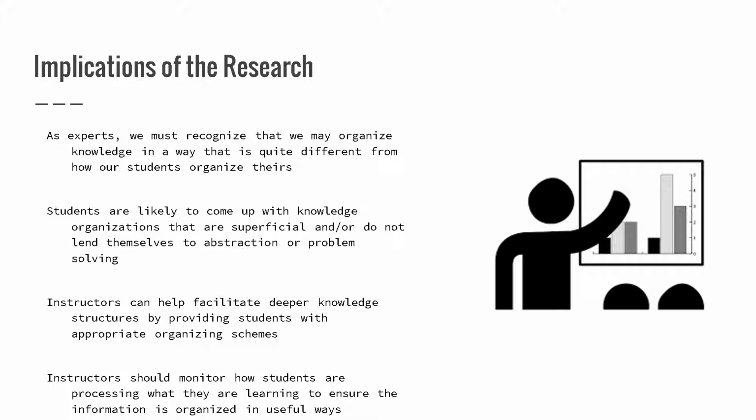The implication of this research is that we as instructors must realize that our knowledge organizations are going to differ greatly from our students, whose knowledge organizations are much more superficial than ours. And as instructors, we need to help facilitate a deeper knowledge structure by providing students with appropriate organizing schemes and really monitoring how they're learning so we can be helpful in helping them organize information in a more useful way.